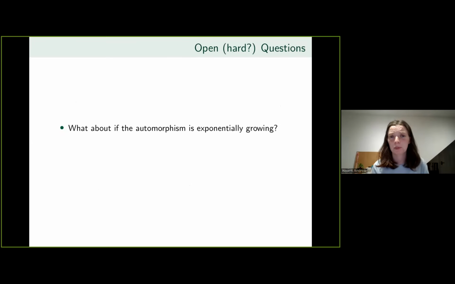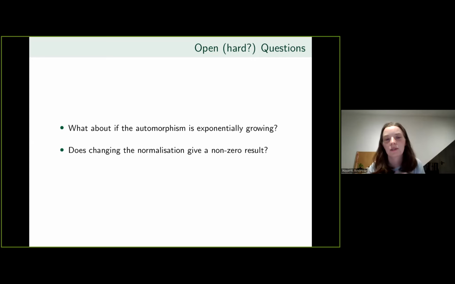Last but not least, some questions that I think might be quite difficult to answer, but who knows, maybe not. What about if the automorphism is exponentially growing? Maybe we expect to see some growth in these homologies. One reason to think that you should is that this tends to lead to the mapping torus being hyperbolic or relatively hyperbolic if you started with a hyperbolic group, say, and then you start running into these volume type questions. These are much worse defined, but there's reason to think there might be something here.